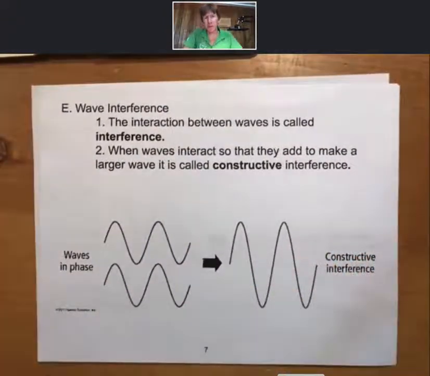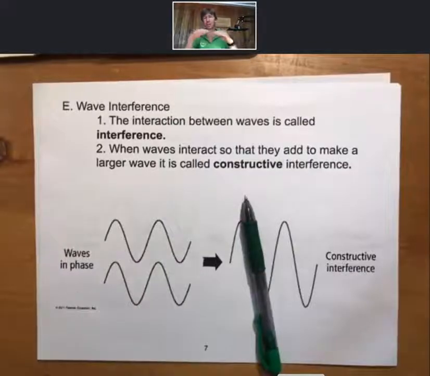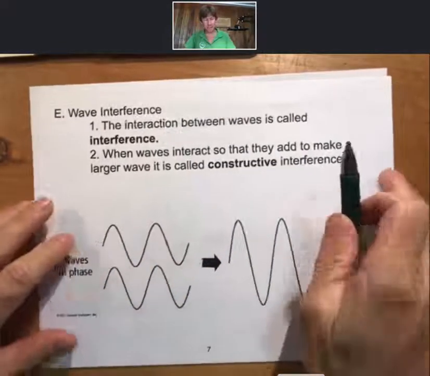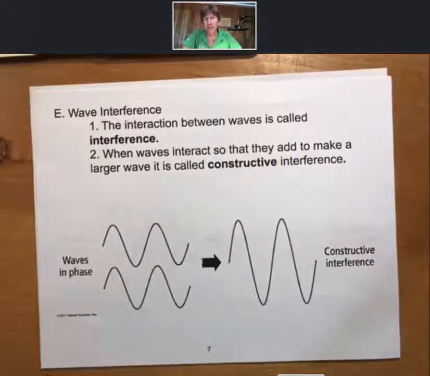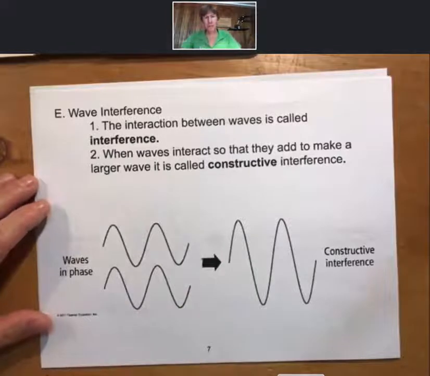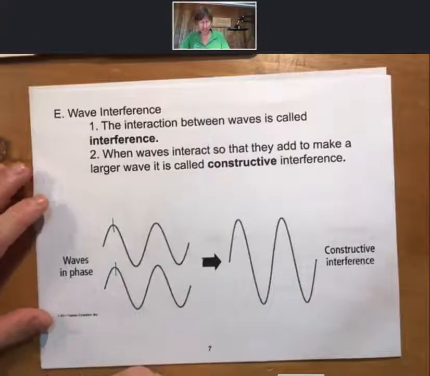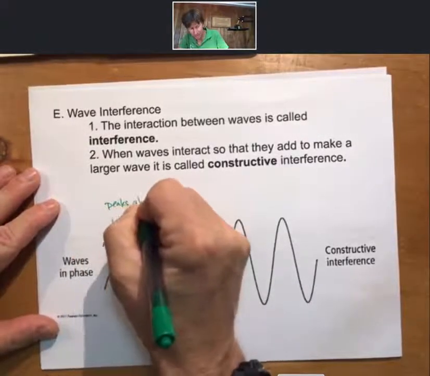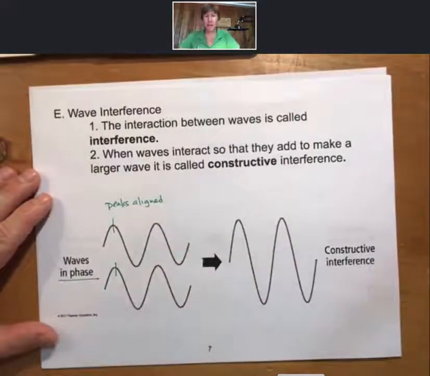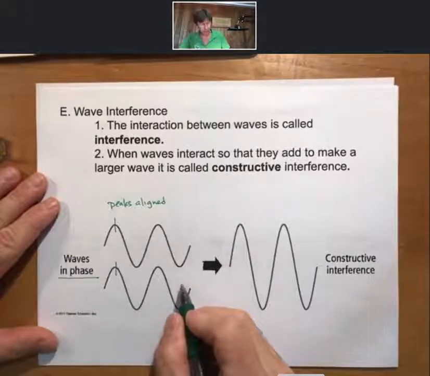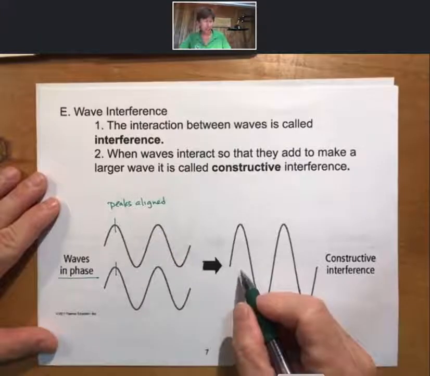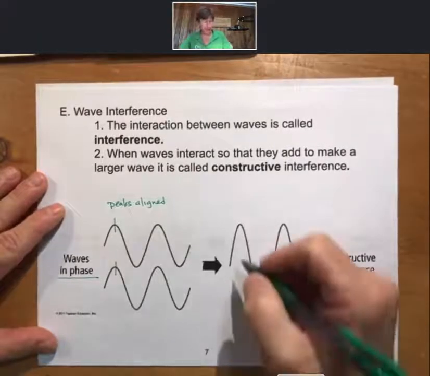Now, waves are known to interfere. If you've ever been in the tub or the ocean, you know that waves traveling in different directions, or even the same direction, can interfere with each other. When waves interact so that they add to make a larger wave, it is called constructive interference. And what we might imagine is that each of these is a wavelength of a specific photon. So these are single photons. They just so happen to have their peaks at the same position and time. So their peaks are aligned. And another word for that is in phase. And when they're in phase, they add together to make a wave that has twice as high an amplitude.